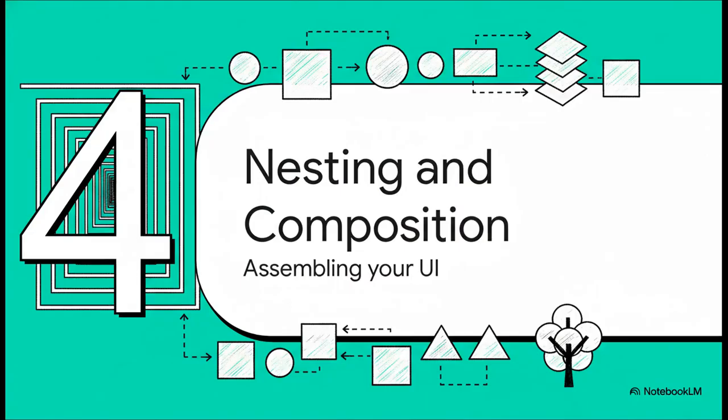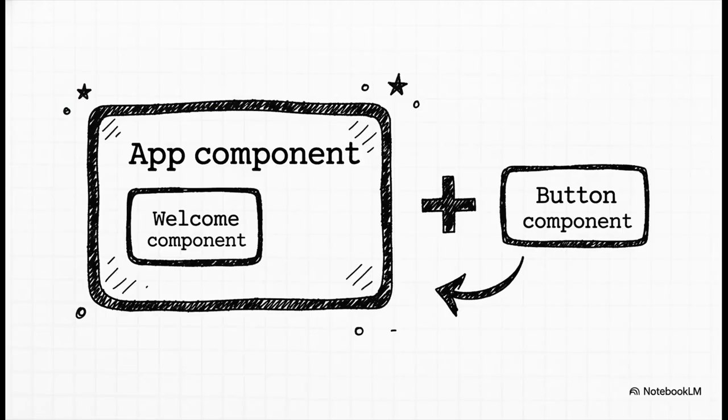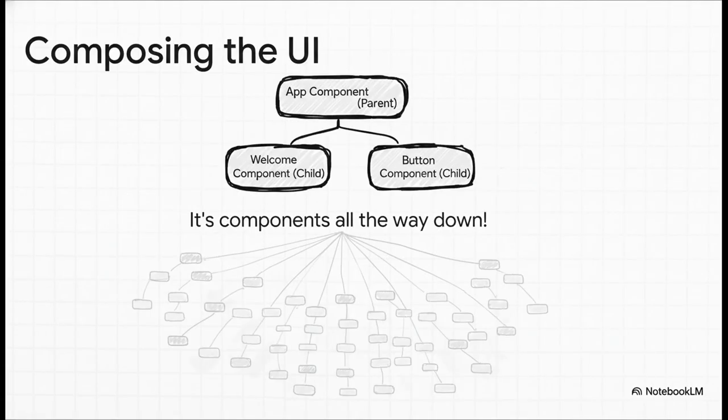Okay, so we've created a component, we get the all-important naming rule. Now let's take it a step further and see how we actually use this nesting idea to build out a whole user interface. And to get a really good feel for this, let's just make another one. We'll create a super simple button component, and we'll pop it right inside our app component, sitting right next to our welcome component. So you see what we're doing? We are composing our UI. We're building a clear structure. We have the app component as the parent, and now it has two children, welcome and button. This is the fundamental way of working in React. You just break everything down into smaller and smaller components. It's components all the way down.